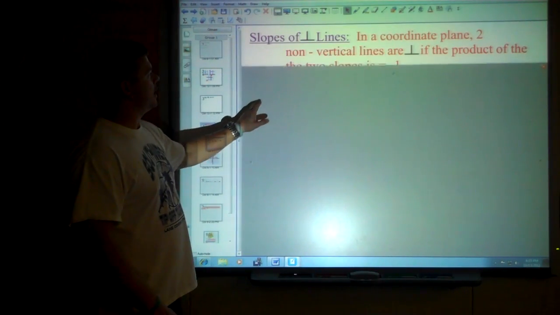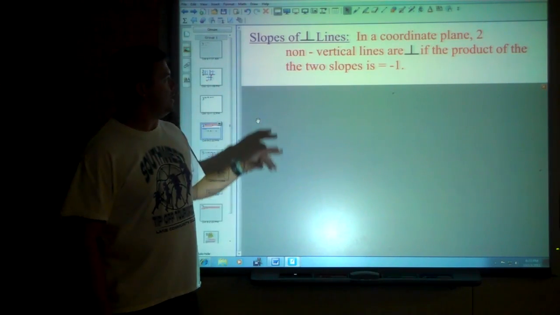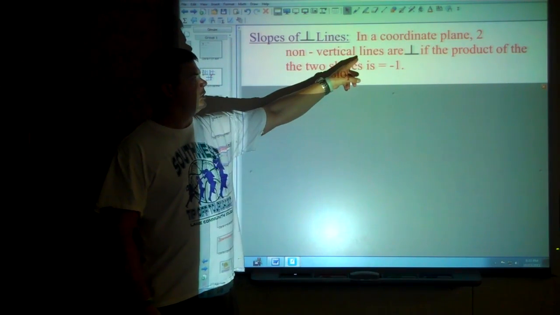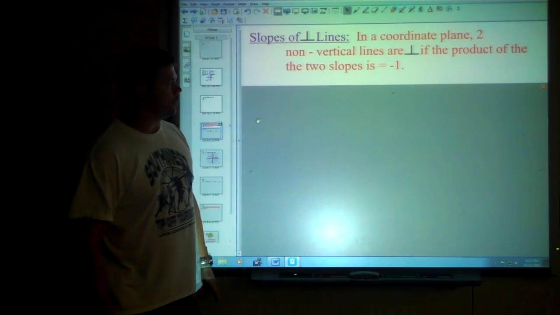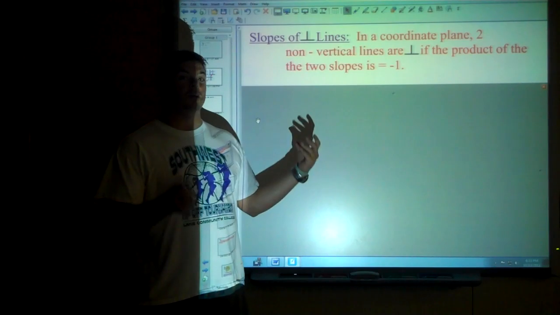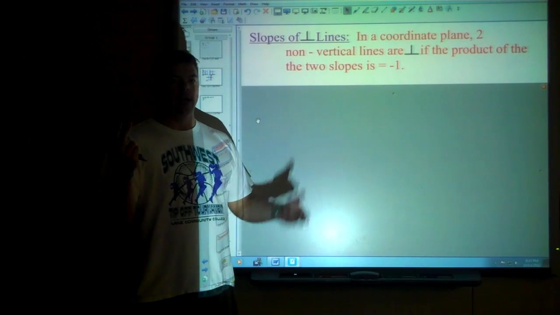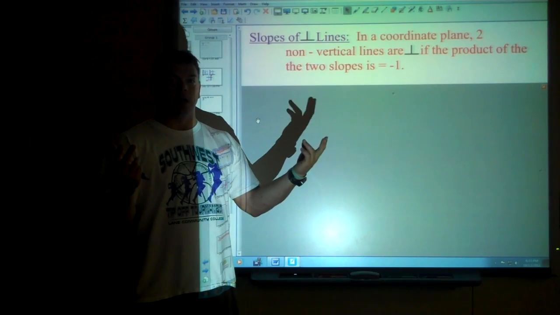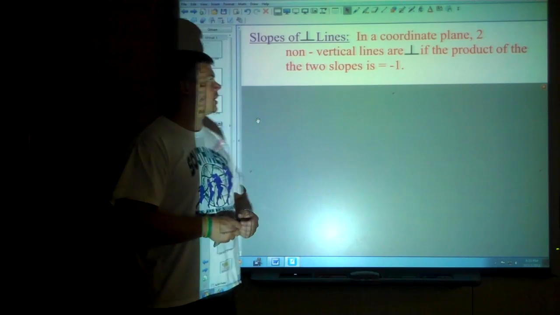So with perpendicular lines, slopes of perpendicular lines in a coordinate plane, the two non-vertical lines are going to be perpendicular if the product of the two slopes is -1. Now product means multiplying, which means if you take the slope of one line and you multiply it by the slope of another line, it's going to multiply together and create -1 in order for them to be perpendicular.